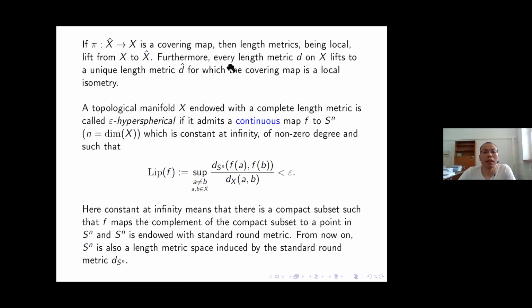And the length metric can be lifted to the covering space. That means that if pi is a covering map, then we can lift the metric d on X to d-hat. More precisely, each length metric d on X lifts to a unique length metric d-hat for which the covering map is a local isometry.